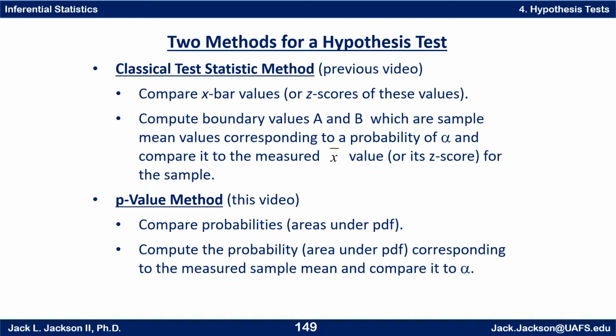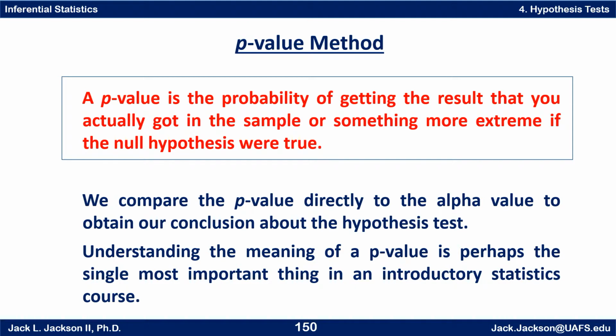So what is a p-value? A p-value is the probability of getting the result that you actually got in the sample, or something more extreme, if the null hypothesis were true. So we end up comparing the p-value directly to the alpha value to obtain our conclusion about the hypothesis test.